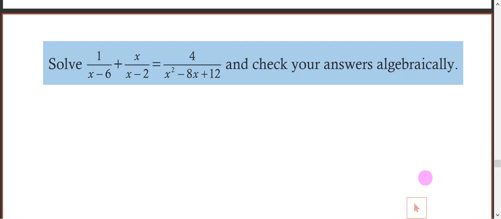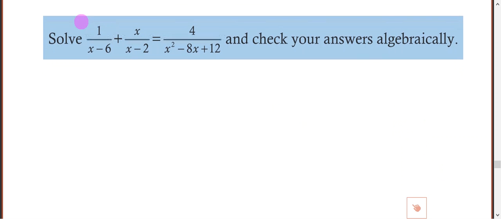Doing it yourself, that's fine. First step, factorise the bottom of this one. If you factorise that, you get x minus 6 and x minus 2.